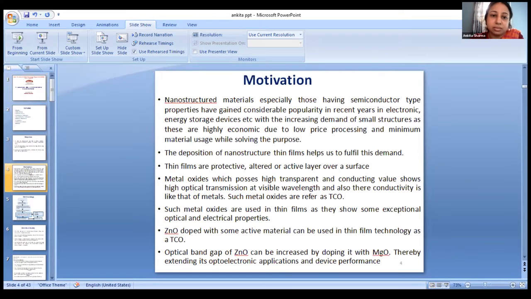The motivation behind the study is that nowadays nanostructure materials are very popular as they have high economic value due to their lower price of processing and minimum material requirement, thereby also solving the purpose. Thin films are also nanostructured materials which have semiconductor kind of properties. For making thin films, we are using metal oxides. The metal oxides that we are using are basically known as TCOs, which have high transparency and conduction values. The metal oxides that I am using are zinc oxide and magnesium oxide. Magnesium oxide is basically used as an active material in zinc oxide thin films, thereby increasing its efficiency and making the band gap more tunable.